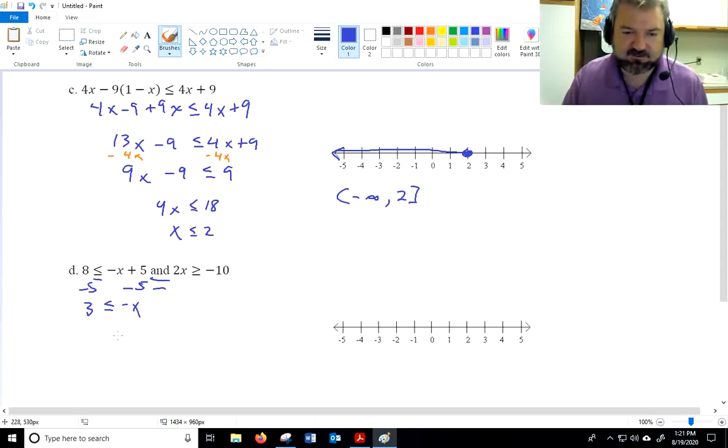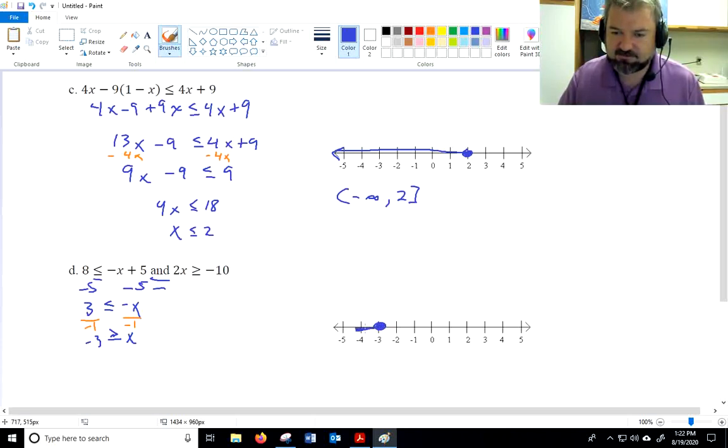So I have 3 less than or equal to -x. Let's divide both sides by a -1, and because I'm dividing by a negative, let me make that clear. I'm dividing by a -1. Okay? So because I'm dividing by a negative number, I must flip the inequality. I get x is less than -3, right? Remember, alligator eats the bigger amount, so it's not eating the x, so I need to go left.